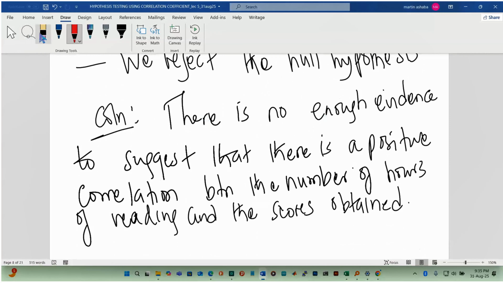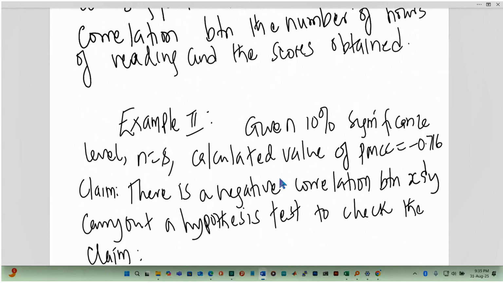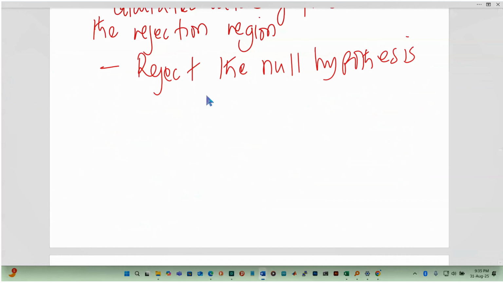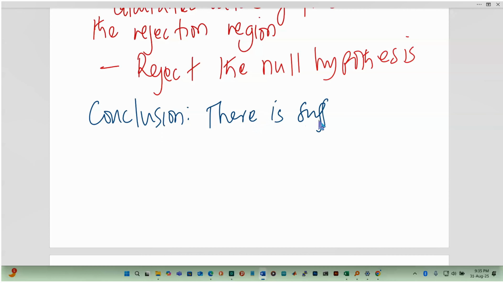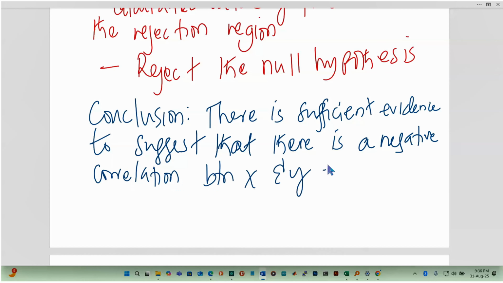So here we are supposed actually to say there is enough evidence to suggest that there is a positive correlation between the number of hours of reading and scores. Likewise here, if we reject the null hypothesis, then in conclusion we shall say there is sufficient evidence to suggest that there is a negative correlation between x and y.